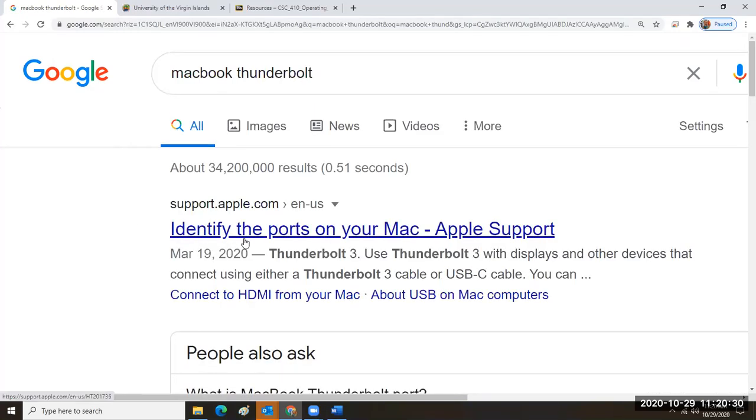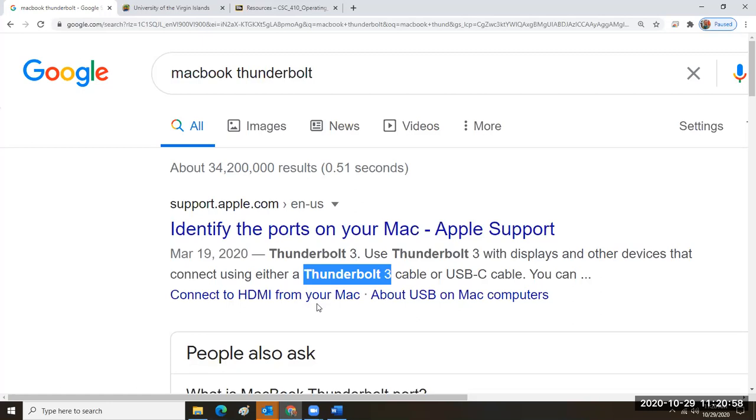So the ports on a MacBook or a Mac, they're also moderated through a USB-C connection. But the standard is not USB 3.1, it's Thunderbolt. It's the same basic concept. It's very fast serial connections.